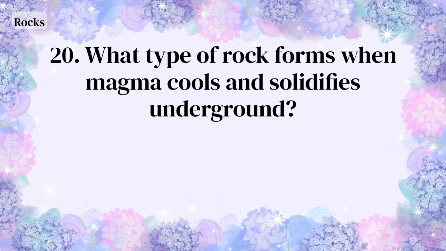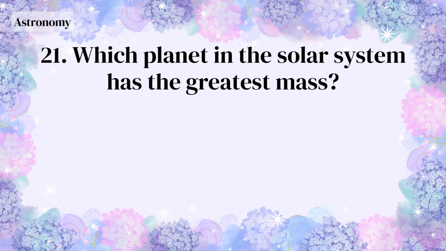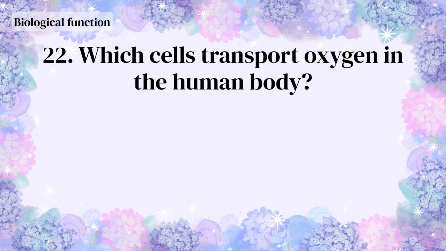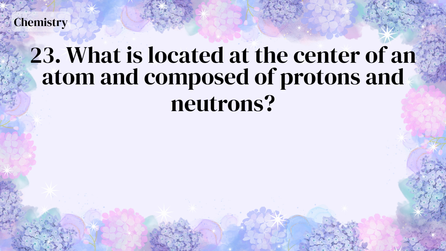Erosion. What type of rock forms when magma cools and solidifies underground? Igneous rock. Which planet in the solar system has the greatest mass? Jupiter. Which cells transport oxygen in the human body? Red blood cells. What is located at the center of an atom and composed of protons and neutrons?